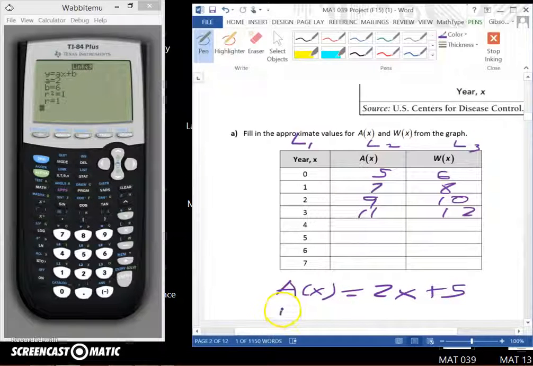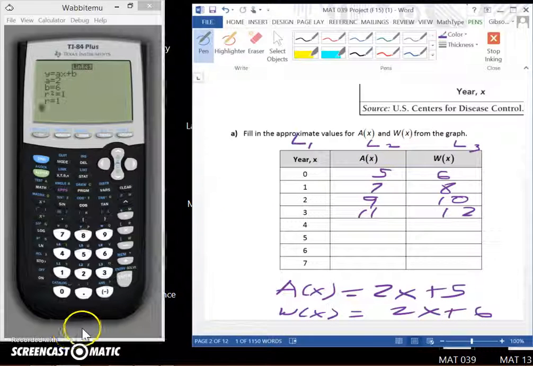If I was writing this out, W of x is equal to 2x plus 6. Now one thing I want to tell you is, because I made up these values, your A or your slope values are not necessarily going to be the same when you do these problems. Remember, I made these values up and did not take them from an actual graph. So this is how you find your linear regression when you have an L1, L2, and an L3. Are there any questions? All right.